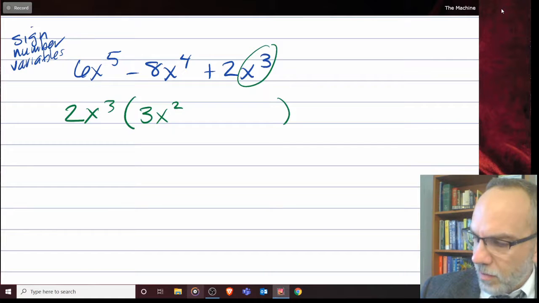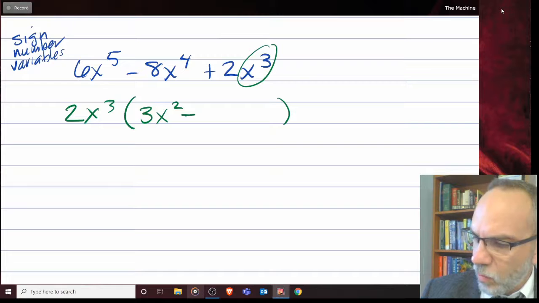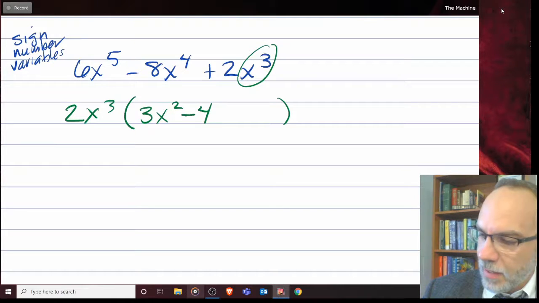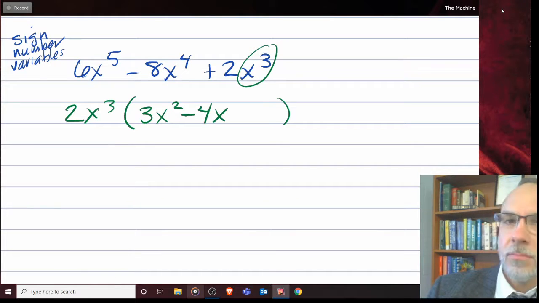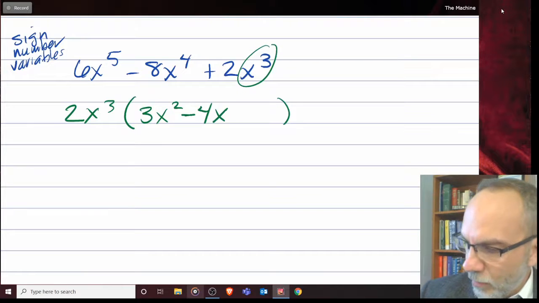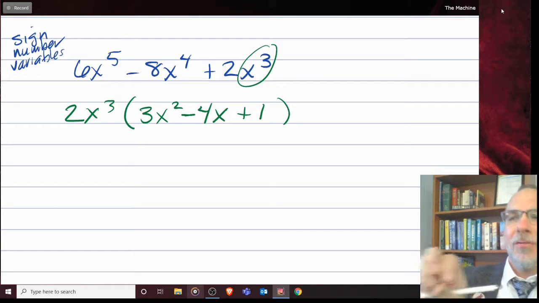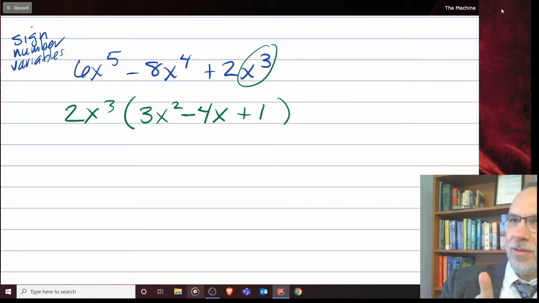All right, now the next term, we copy down the sign. It didn't factor out a sign, so it's going to be negative. 2 times what gives me 8? That would be 4. And x cubed times what gives me x to the 4th? That would be an x. All right, and then what do I multiply 2x cubed by to give myself a 2x cubed? That would be a plus 1. Don't forget the plus 1. If you factor everything out of that last term, you still have to have the 1 to hold the place.